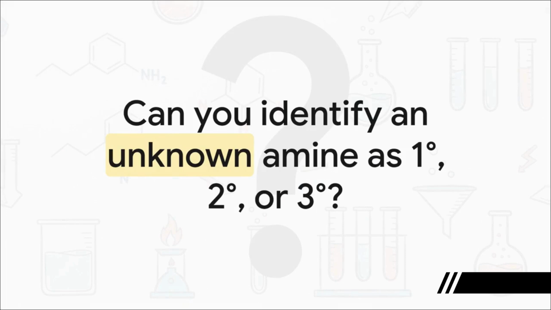All right, picture this. You're in the exam hall. You get an MCQ with an unknown sample, and it asks you to distinguish between a primary, secondary, and tertiary amine. This is a classic CUET question, an examiner favorite, and honestly, it's somewhere a lot of students trip up. But you won't, not after today.